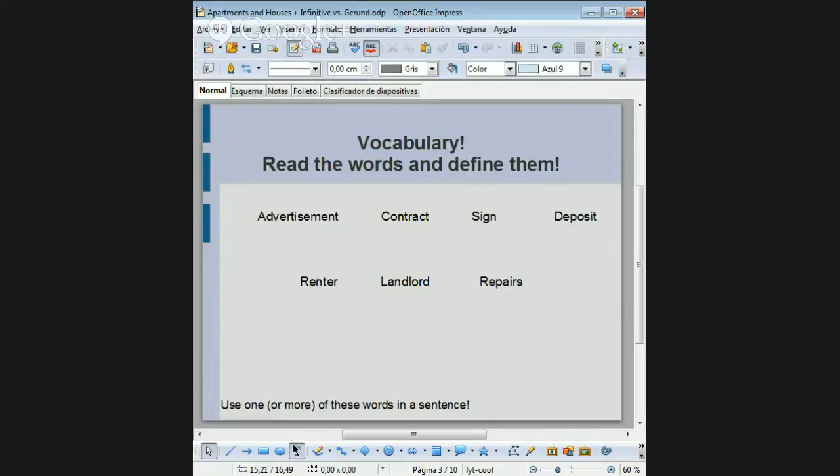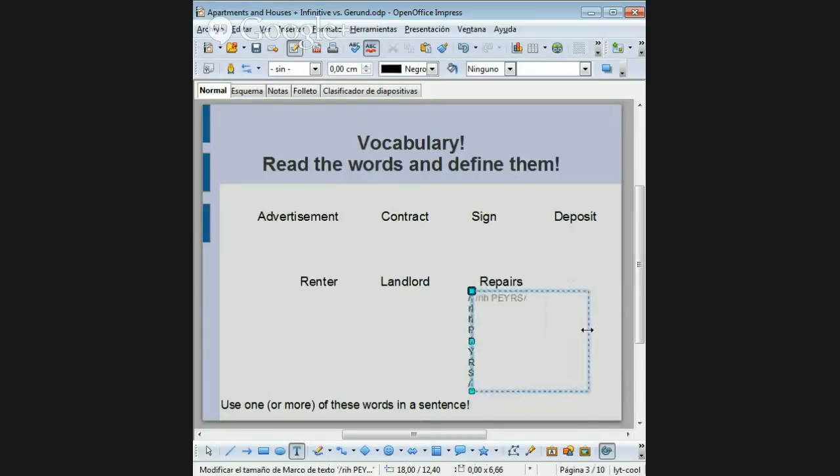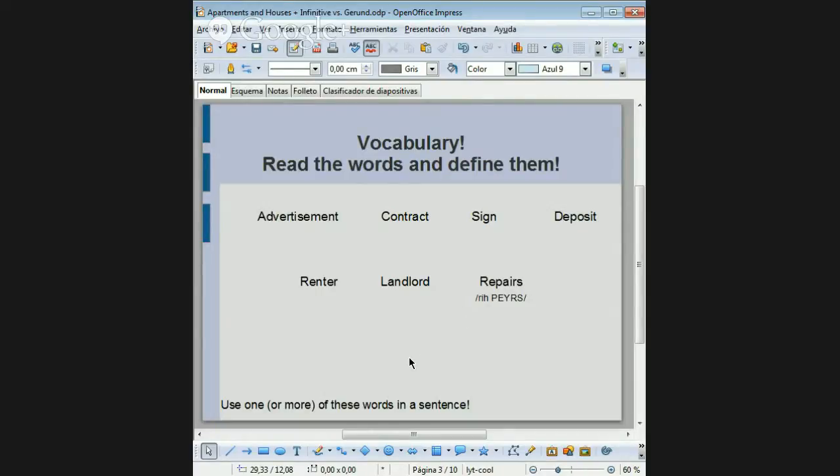Sorry, do we pronounce it repairs or repairs? Repairs. Yeah, so let's get that. Yeah, like that. Repairs. Okay. Any other questions about any of these words?